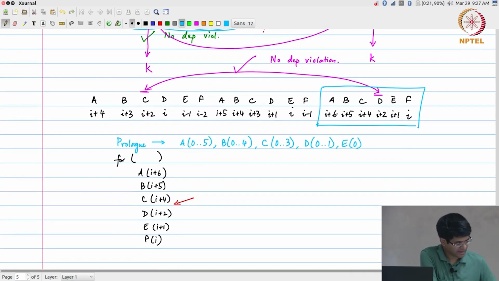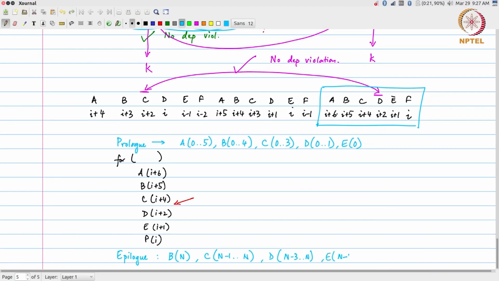Okay. And the epilogue would be, A has completed. So, in other words, I can only run this until the point that A of I plus 6 is at the end of the loop, right. But what I will then need to finish would basically be B of n, C of n minus 1 to n, D of n minus 3 to n, E of n minus 4 to n, and F of n minus 5 to n. All of these would need to get executed.